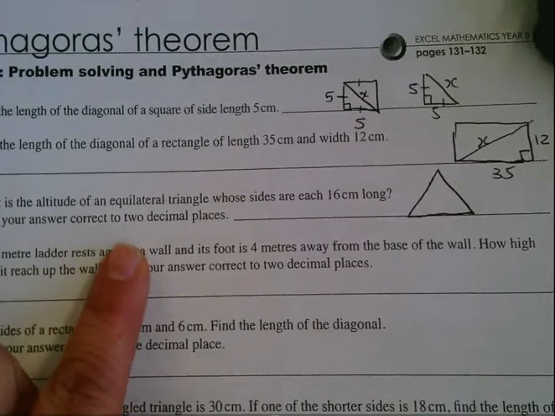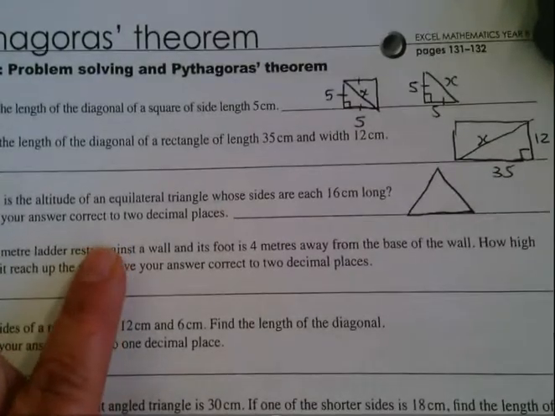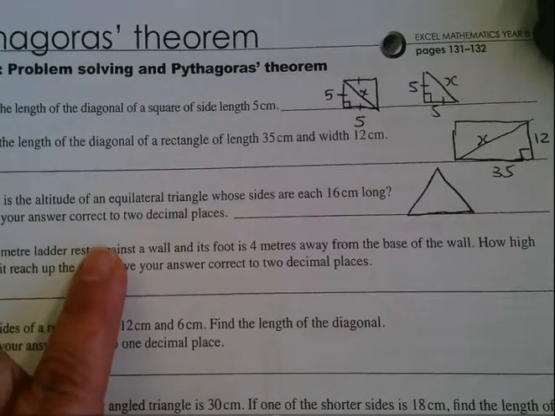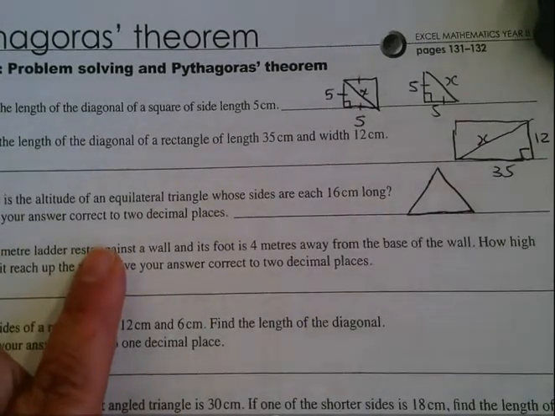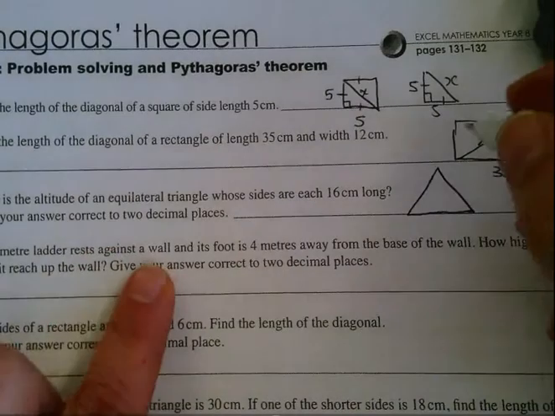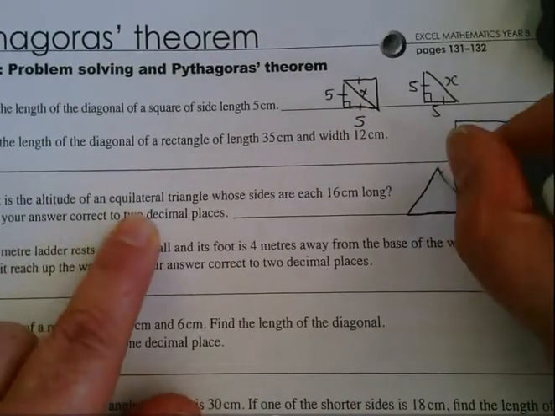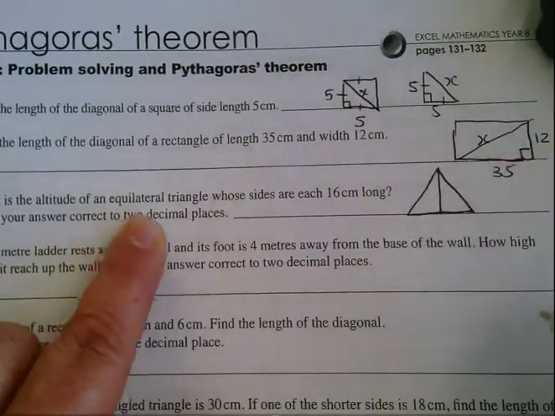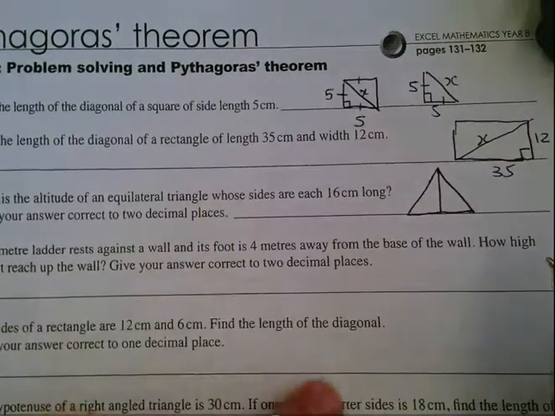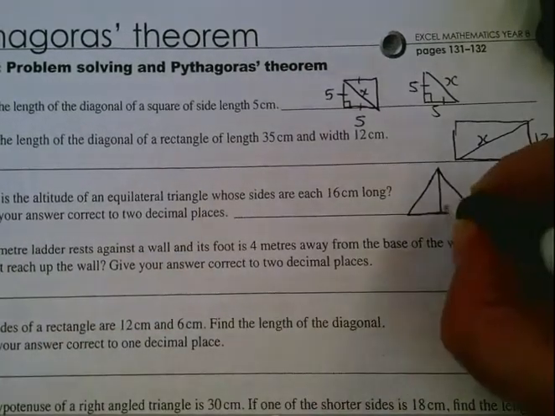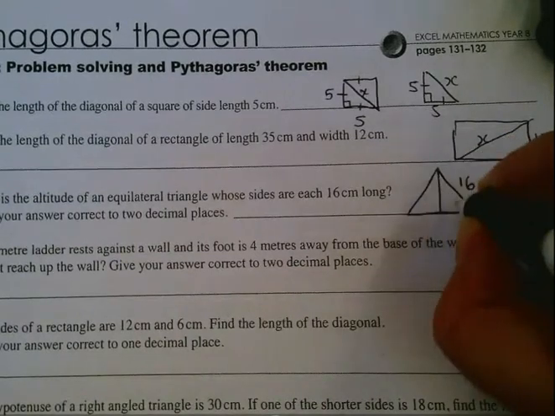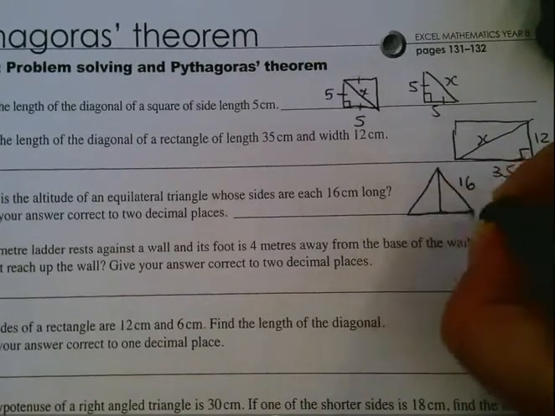The altitude. Where have you heard that word? Geography. Aeroplanes, fantastic. Geography, great. Height, the vertical height, the perpendicular height. So what is the altitude? It's the height of the triangle. It's an equilateral triangle. So what should I write? And the sides are 16. So that's 16. What's the bottom?